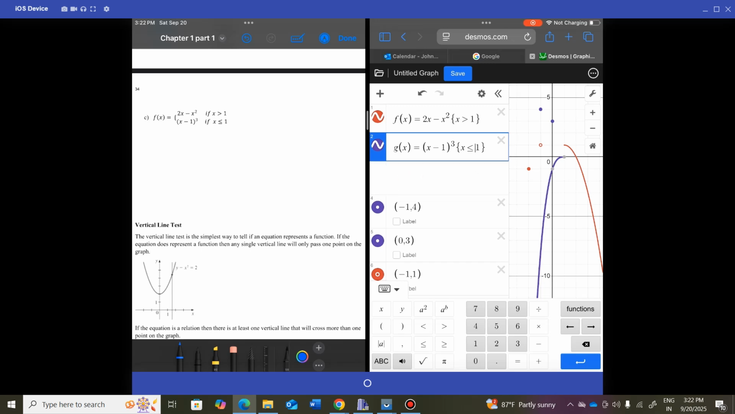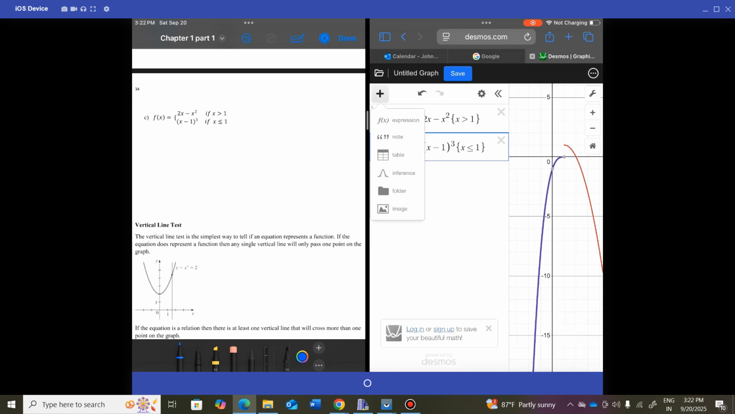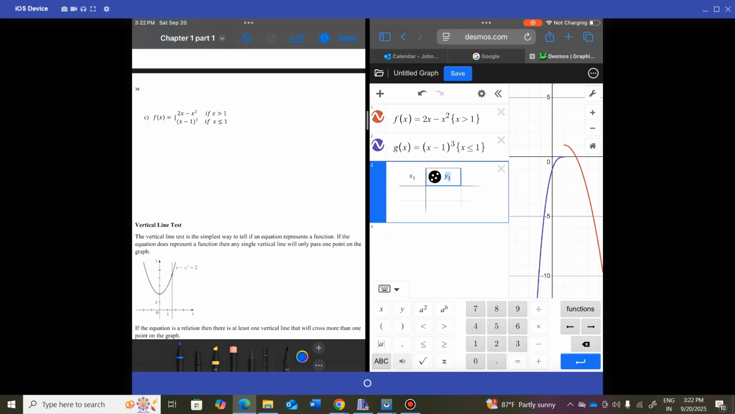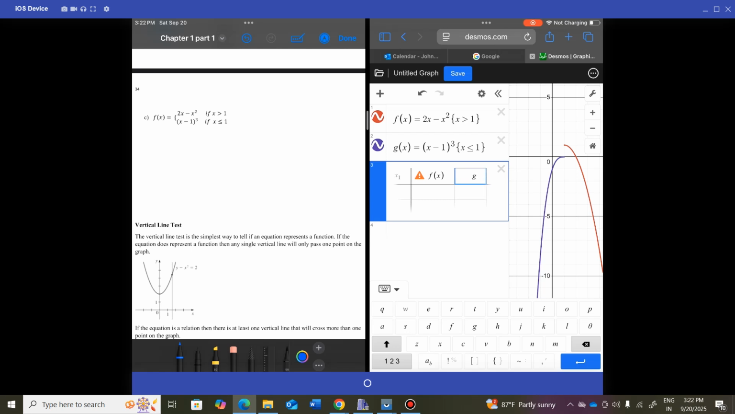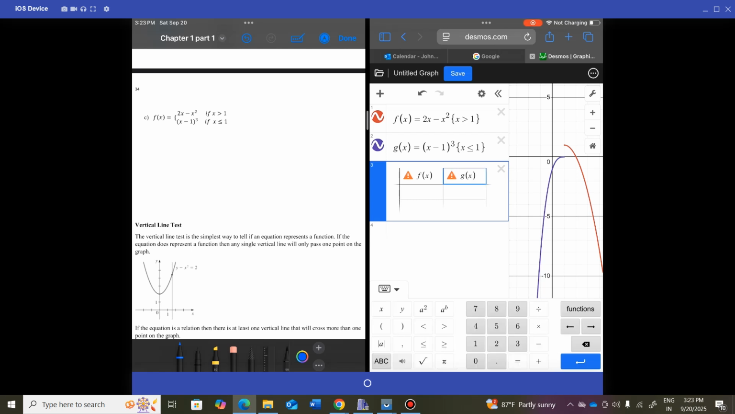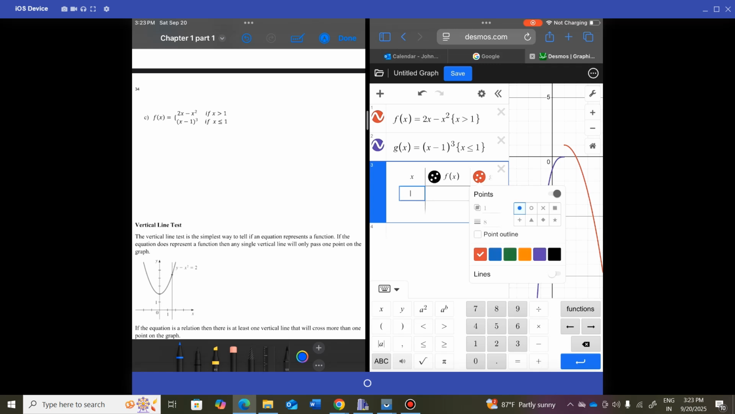So instead of plotting these points just by plugging them in, we can do a table. And I can put this as f of x, and then over here we'll do g of x. And then you have to make that x. Okay, now we can see those. And I'm going to match up the colors here. So g of x is going to be purple. f of x is going to be red.